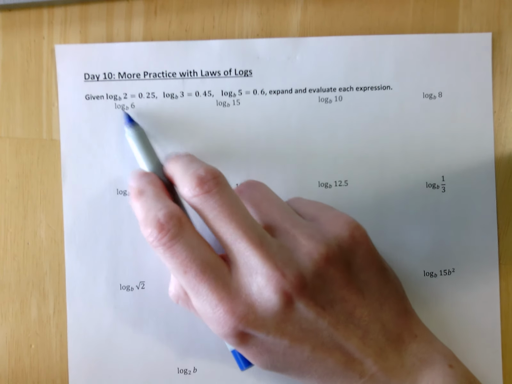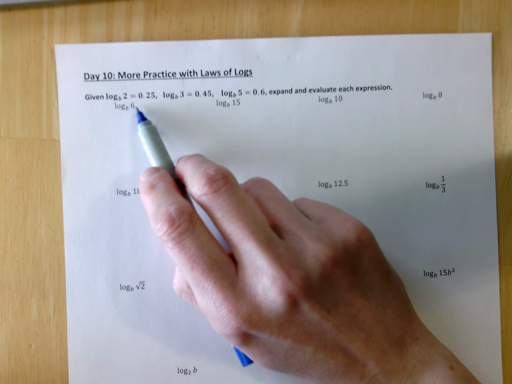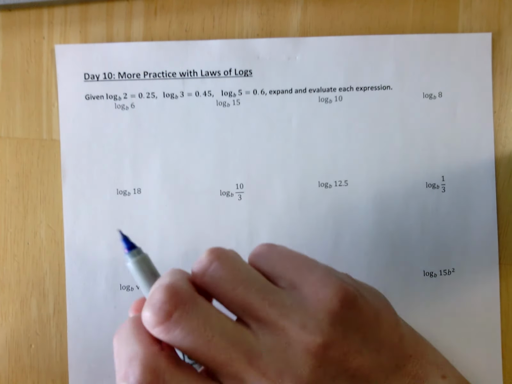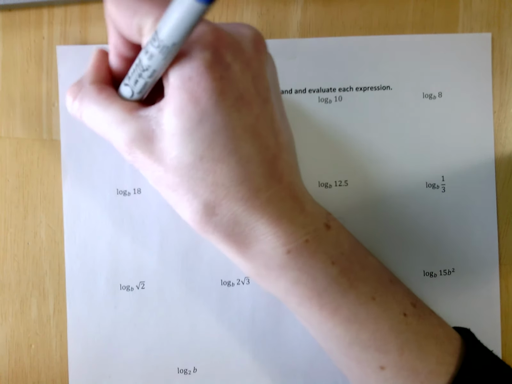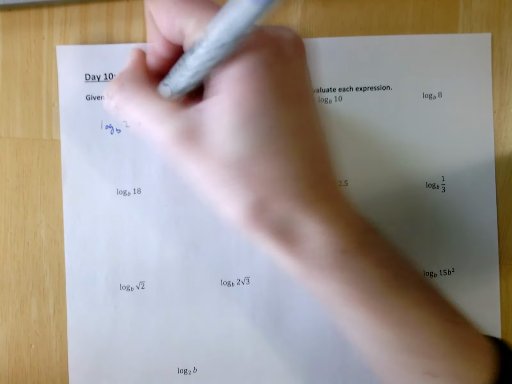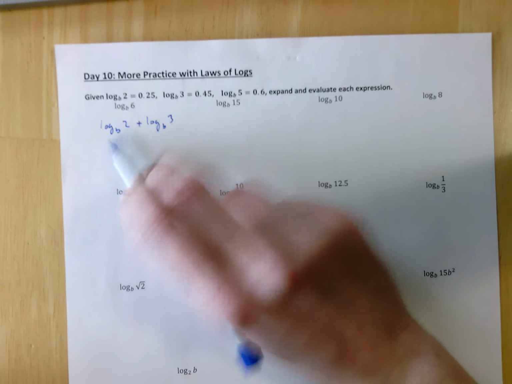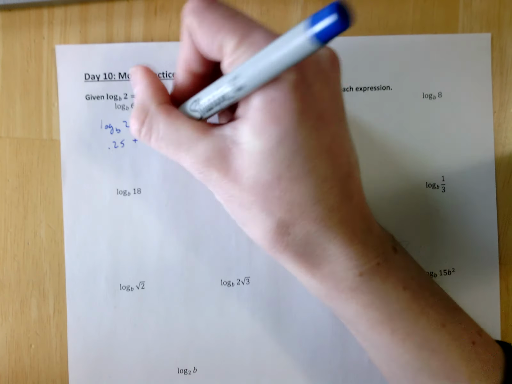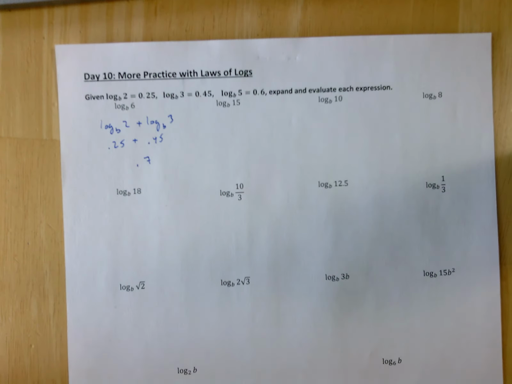So this first one here, log base b of 6, same base number as all the other ones. I'm looking to see how I can rewrite this using log of 2, log of 3, or log of 5. This one's pretty easy. 6 is 2 times 3, so I can break this down into the log base b of 2 plus the log base b of 3. Since log base b of 2 is 0.25, and log base b of 3 is 0.45, that's a pretty easy addition to get 0.7. That is the value of log base b of 6.